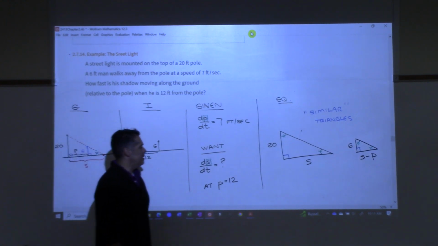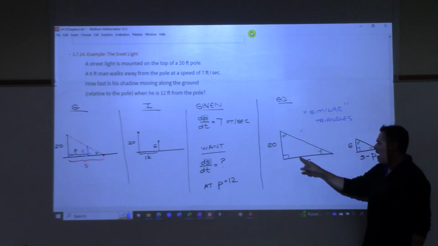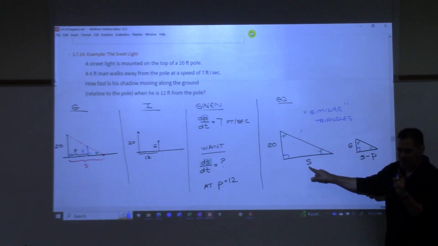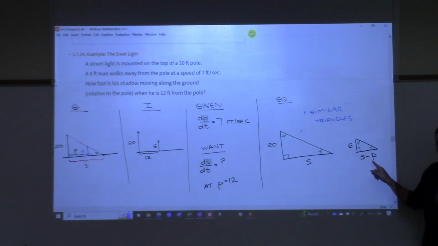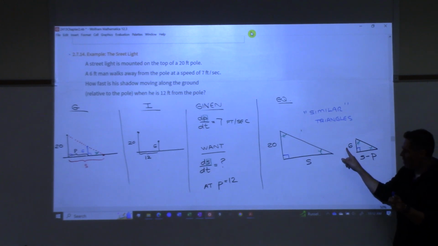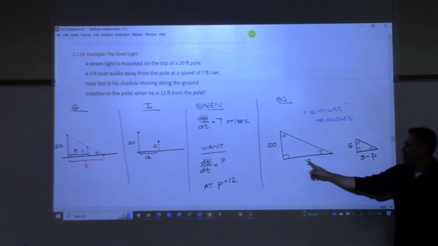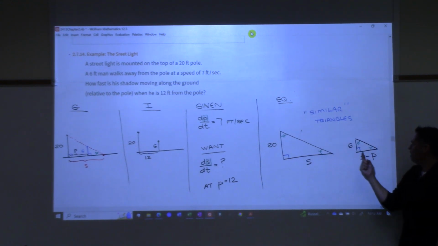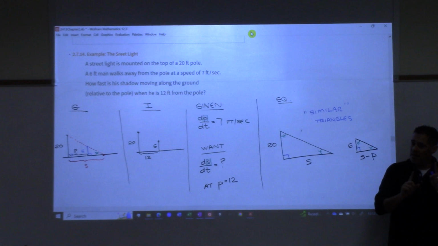Okay, what does that mean? It means that if you take 20 and divide by s, you should get the same thing as taking 6 and dividing by this. Or if you do 20 and divide by 6, it should be equal to taking the s and dividing by this. Or you could say s divided by the 20 is equal to the s minus p divided by the 6. You can set up any ratio you want as long as they are corresponding sides.